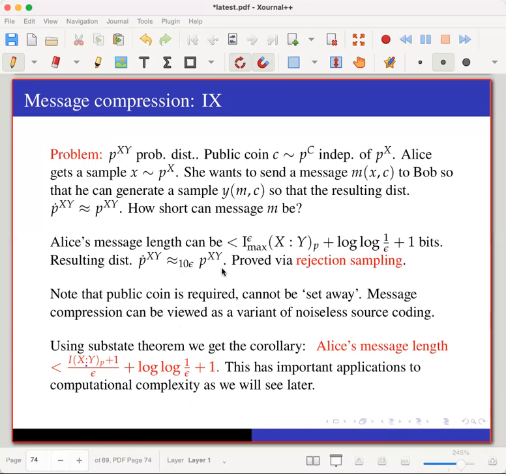Okay. So that brings me to my next question. Let's say somebody told me that, okay, here is a message compression protocol, but the joint distribution that the protocol creates is nowhere near PXY. So what is my ask? My ask is just that I want to compress. Here is a set of messages, and I want to be able to compress as many of these as possible using as few bits.